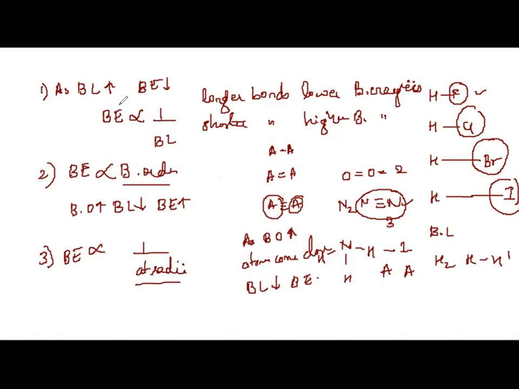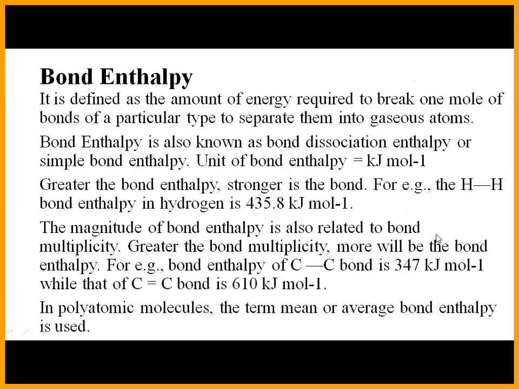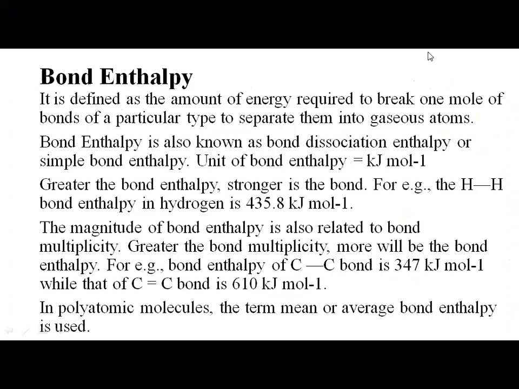So bond energy is inversely proportional to bond length. Bond energy is also inversely proportional to atomic radius. But bond energy is directly proportional to bond order. So lesser the bond order, what will happen? Lesser the bond order, lesser is the bond energy.